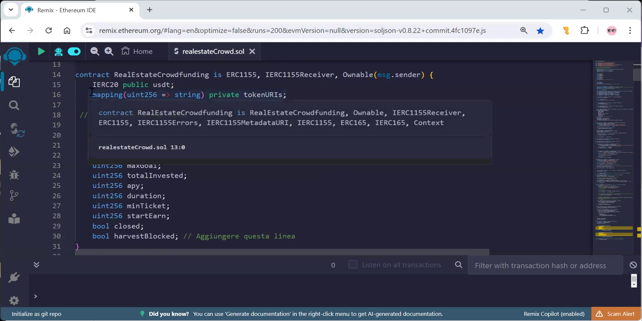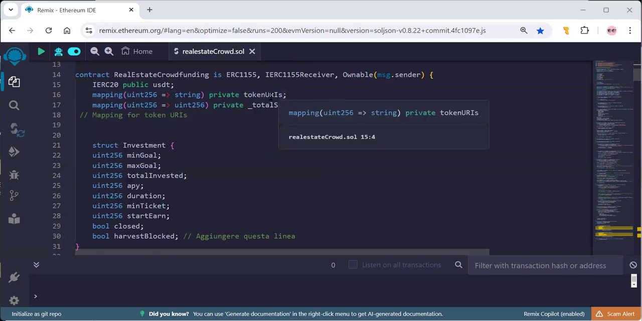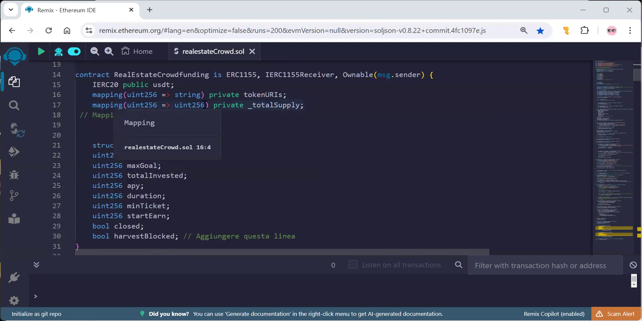Then we have the different mappings. For example, the first one is related to the URI, so it means the path where we can find the metadata of the token. The second one is a mapping between the token ID and its supply. That means the number of shares for each NFT.